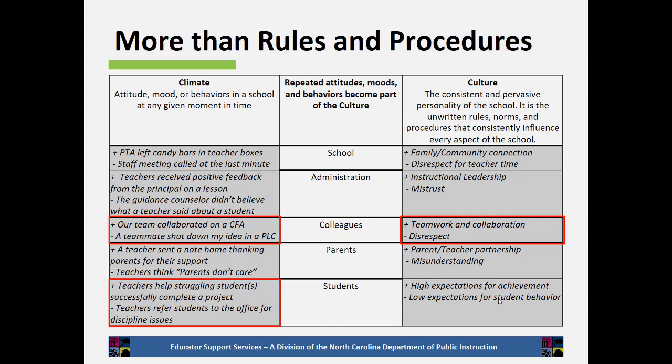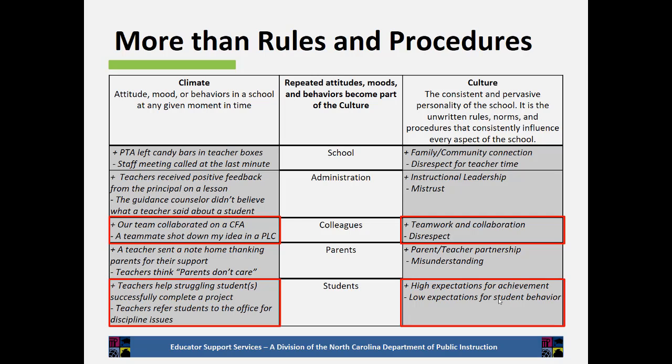Another example, a teacher helps a struggling student successfully complete a project. Okay, that's great. If that happens, if teachers are really making an effort to do this all the time, then it can lead to a culture of high expectations for achievement, not only for those struggling students, but for all students.